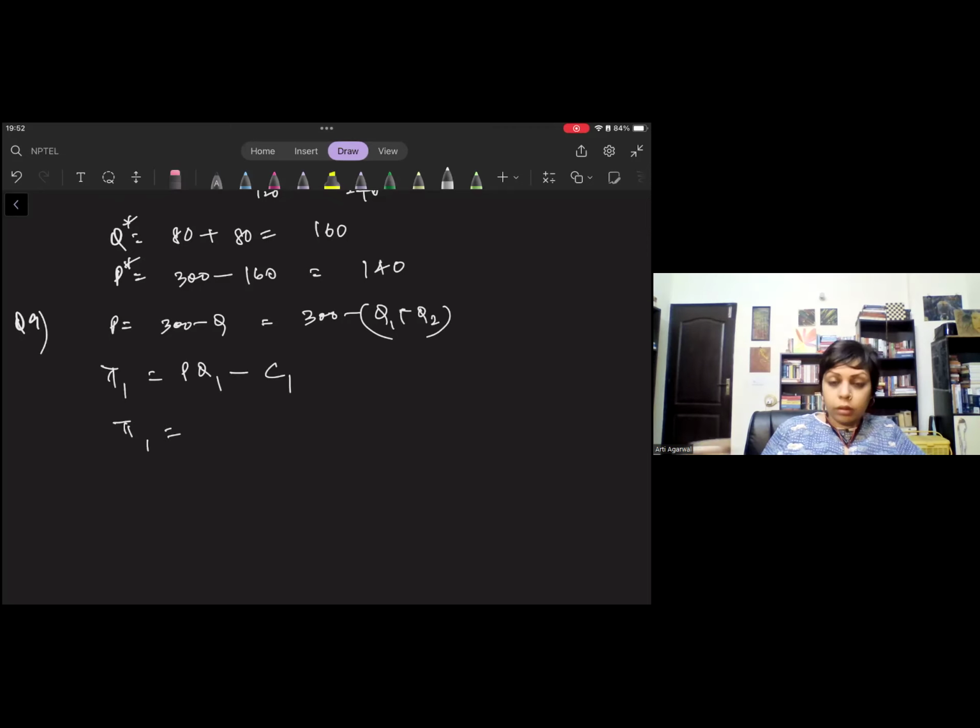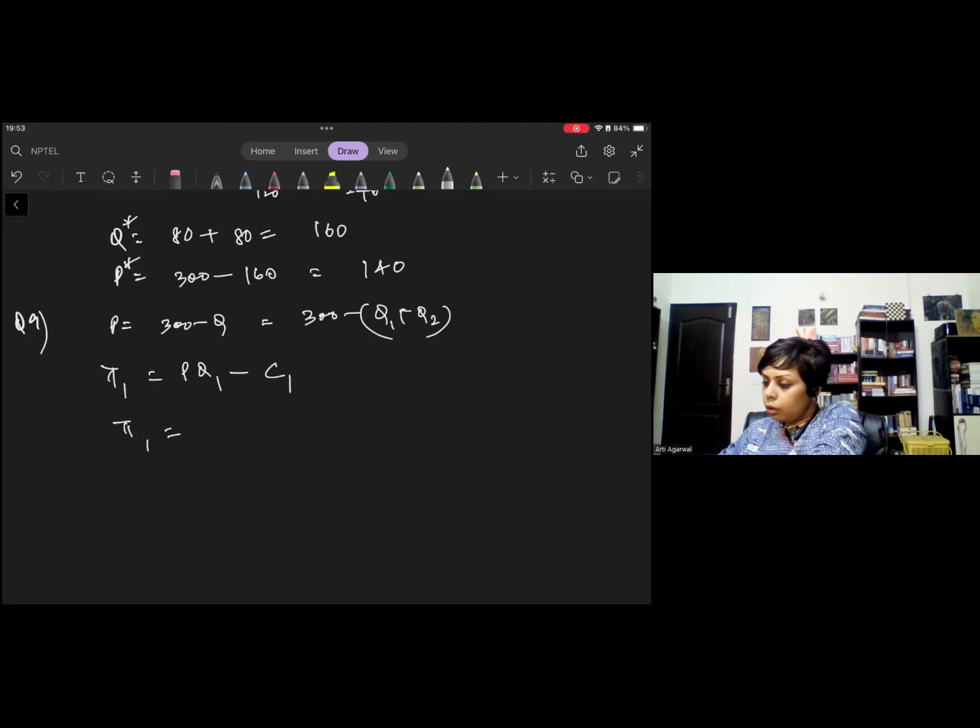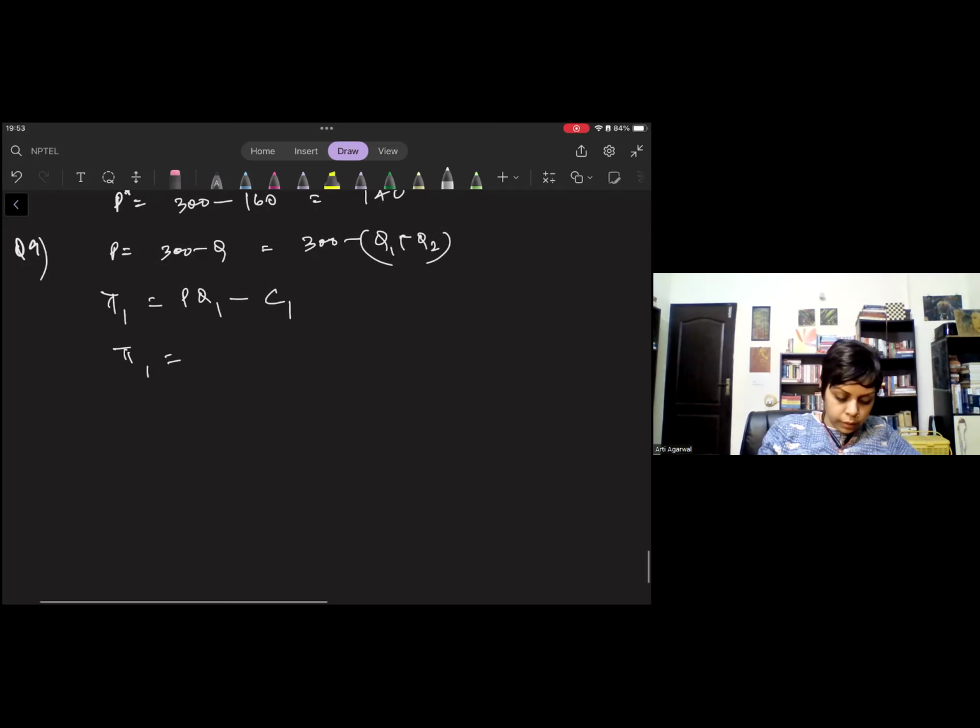This is not troubling at all, right? Let me just see how much we have. Right. So in this case, let's take the price as 300 minus Q1.